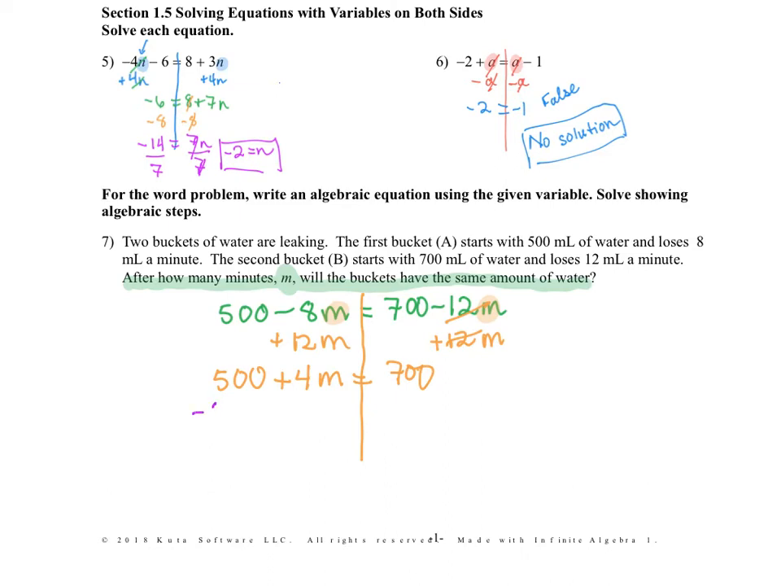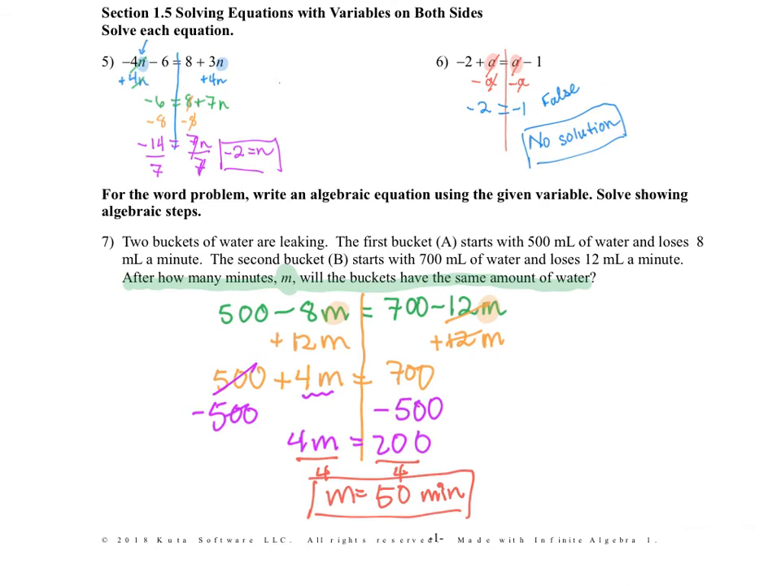Next, subtract the 500 away from the 4m here. Notice once on each side of the equal. Then we have 4m equals 200. Divide both sides by the 4. And m equals 50 minutes. So just write min. In 50 minutes, both buckets will have the same amount of water.